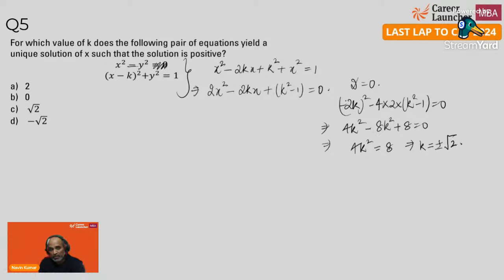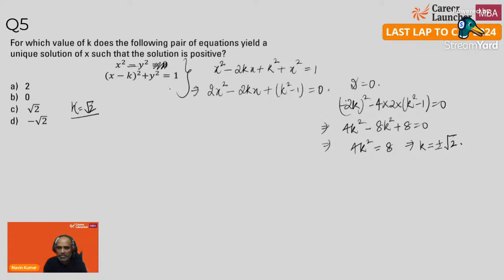We do not have an option which says k is equal to plus minus root 2. So we will have to put it back. I don't think it's simple. Should I put it back? I don't see any other way. So if I put it back, k is equal to root 2, the plus one.